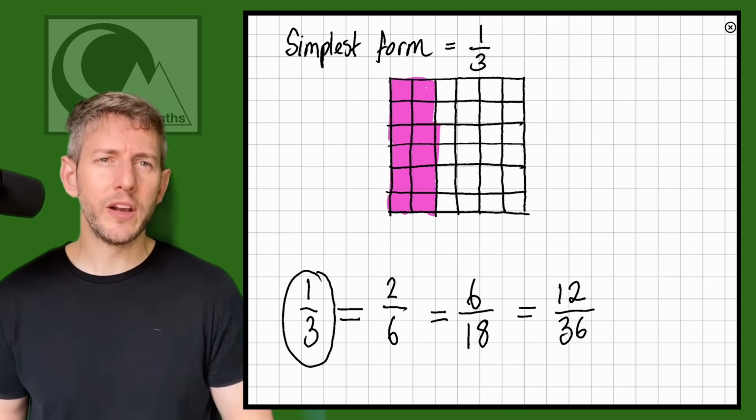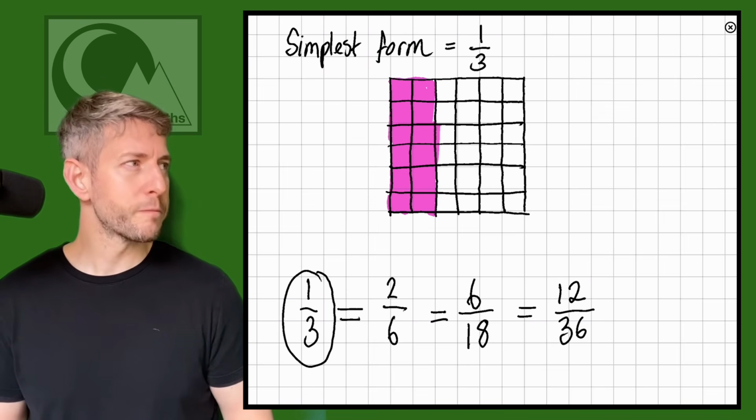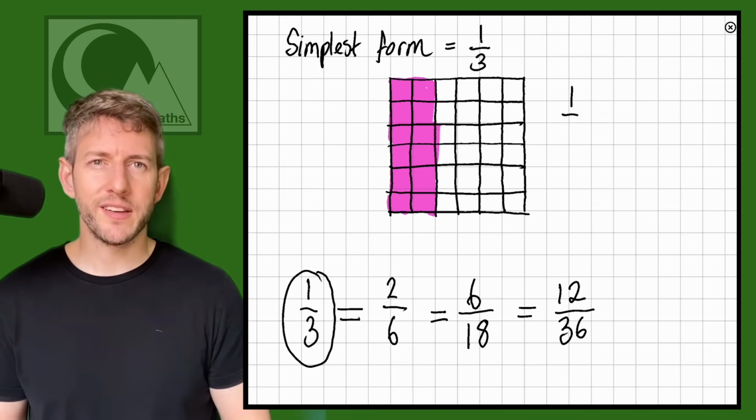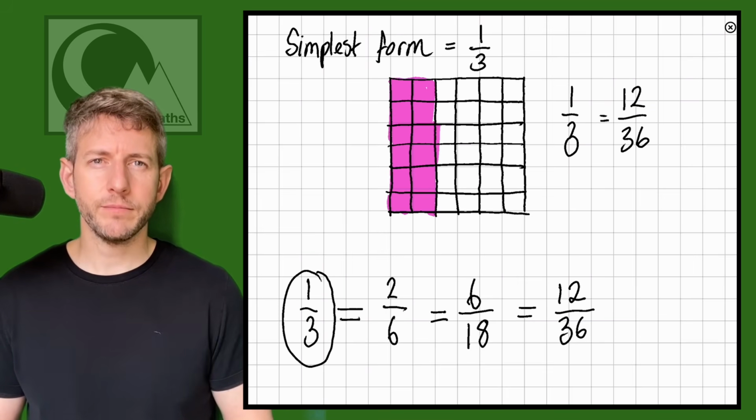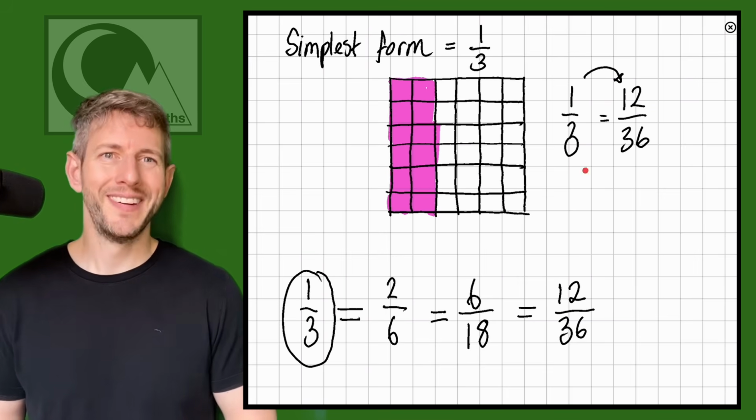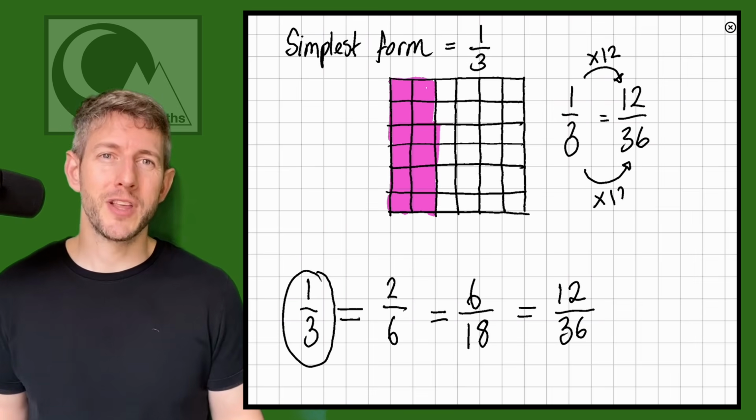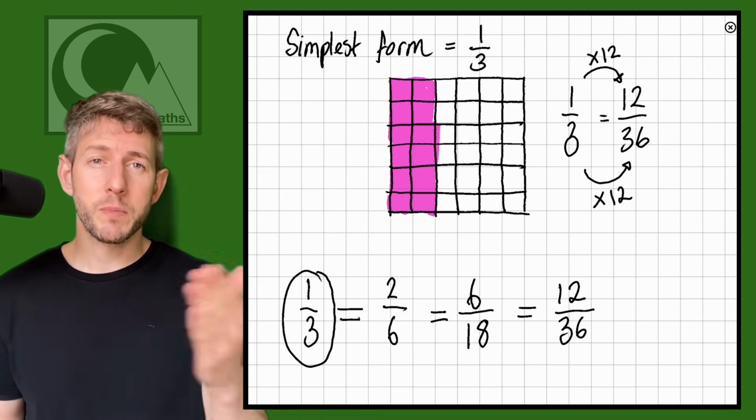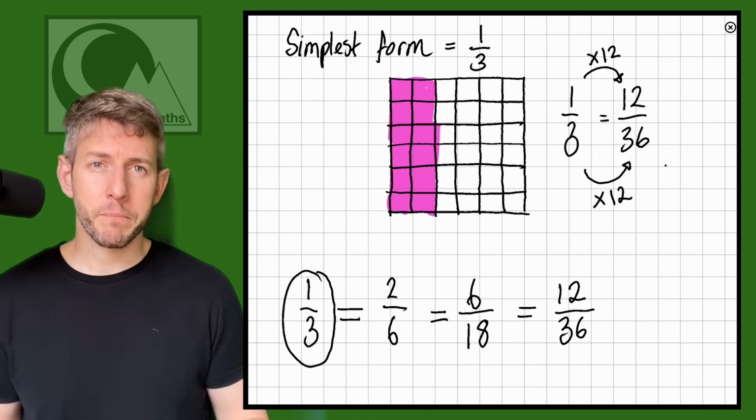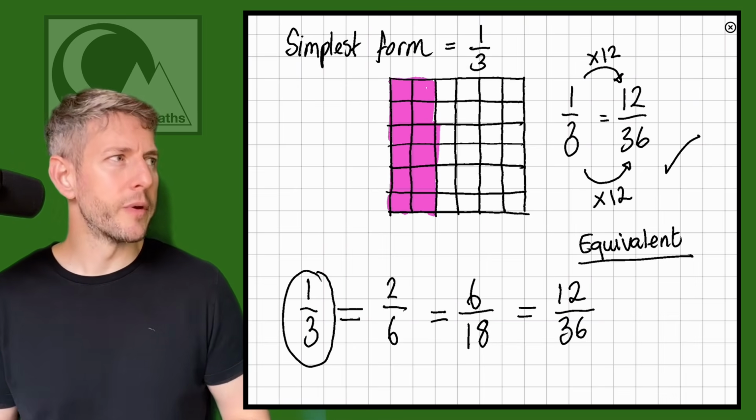So let's take a quick look at some of these. So let's say I'm going from 1/3 to 12 over 36. What have I multiplied both of these by? 12. 1 times 12 is 12. 3 times 12 is 36. So therefore, we can see that we've multiplied both parts by the same thing, and so the fractions are equivalent. Let's have a look at another one.